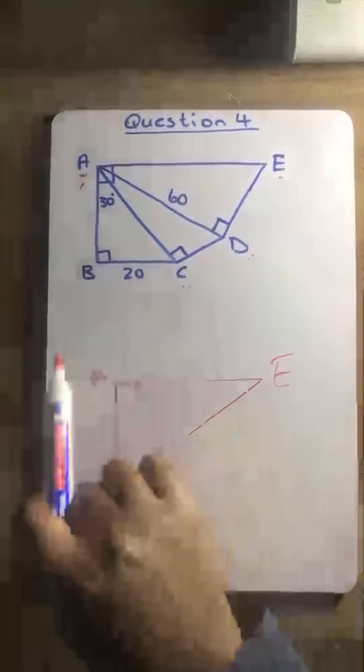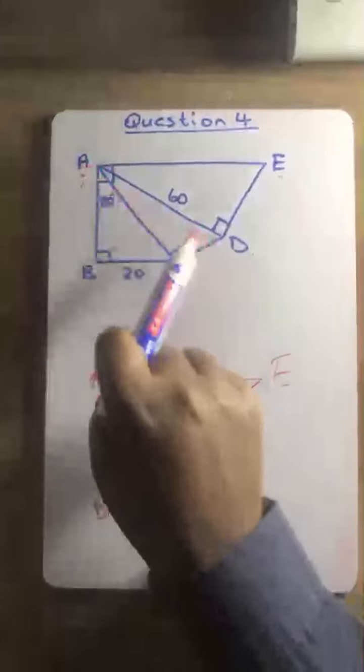Okay, lastly, BC is equal to 20 units. Okay, AD is equal to 60 units.